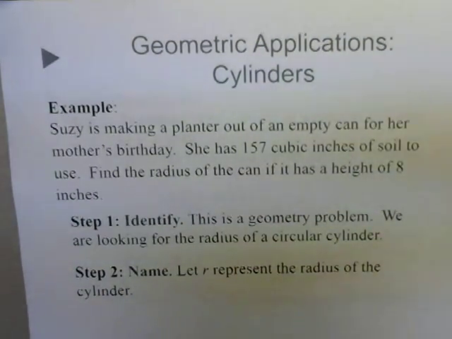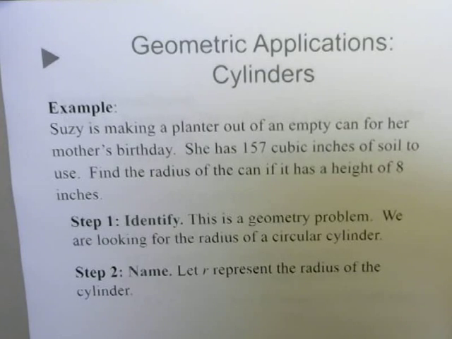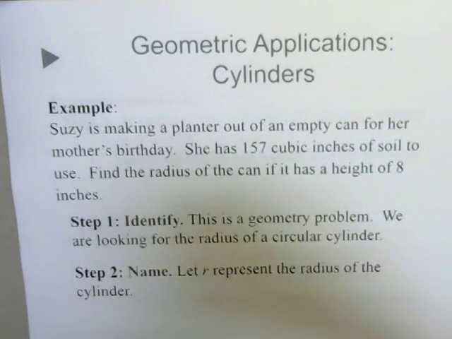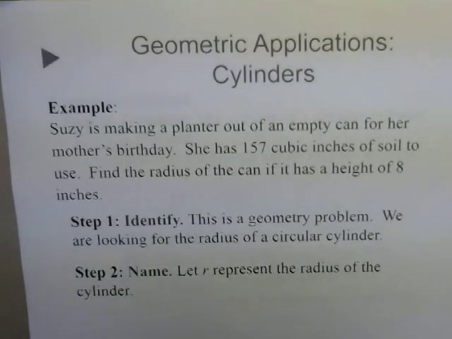Susie is making a planter out of an empty can for Mother's birthday. So let's look at another example here involving cylinders. She has 157 cubic inches of soil to use. Find the radius of the can if it has a height of 8 inches.